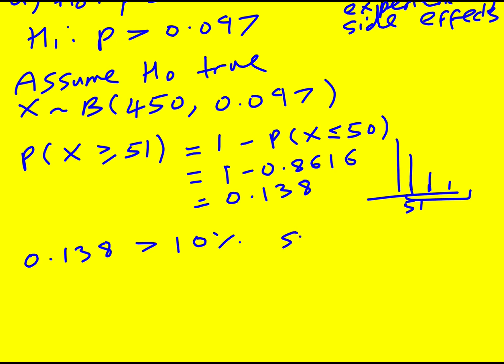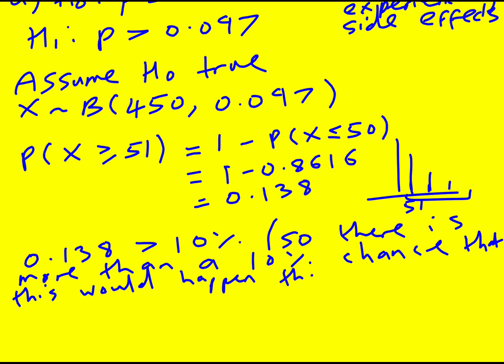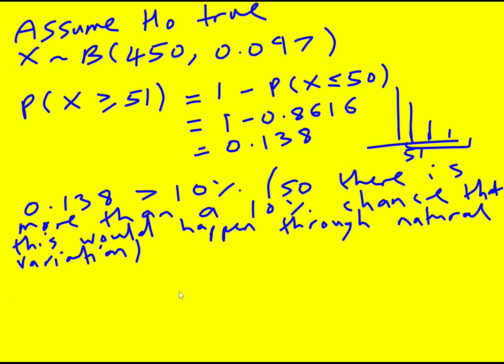I'm going to write that in there though. So there is more, this is like, you don't need to write this. I'm just trying to explain it to you. There's more than a 10% chance that this would happen through natural variation. Therefore, we accept H0.